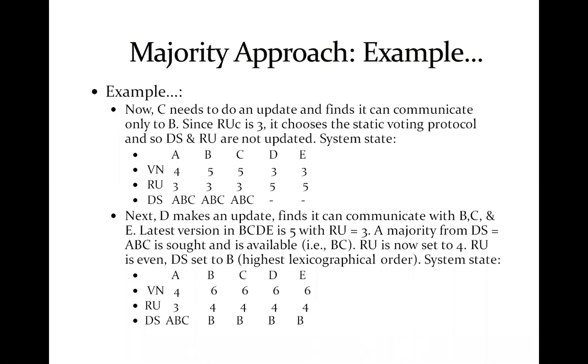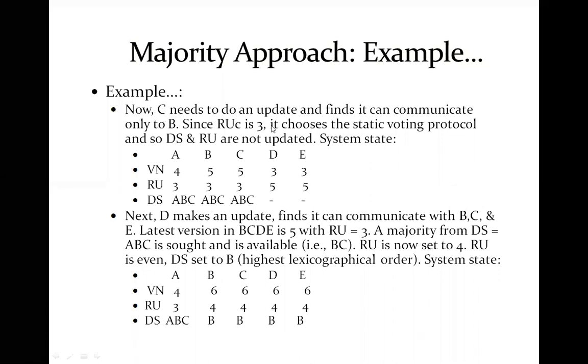Now, suppose the site C is going to receive an update and finds that it can communicate only with B. Now it will try to discover that the latest version is 4. Since C is receiving an update and it knows that it can communicate with B only, the set will be B and C only. The latest version available with B and C was 4, and the RU was 3.